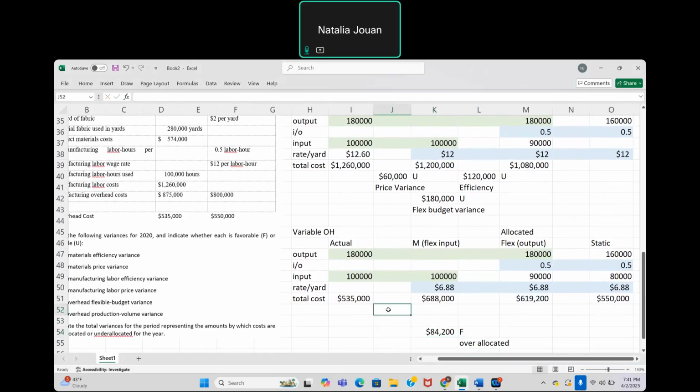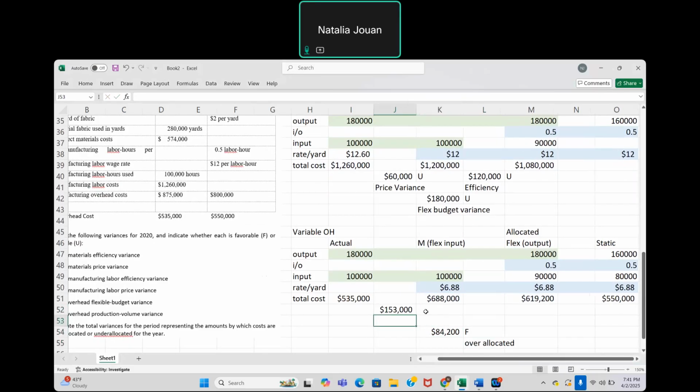All right, so the spending variance, remember, here's what we call spending. It's also favorable. We have a spending variance of 153, which is favorable. And the efficiency variance is not favorable because we used 10,000 hours more than estimated. So now we have a difference of 68, which is unfavorable. So we do 153 minus 68.8, we get 84.2.